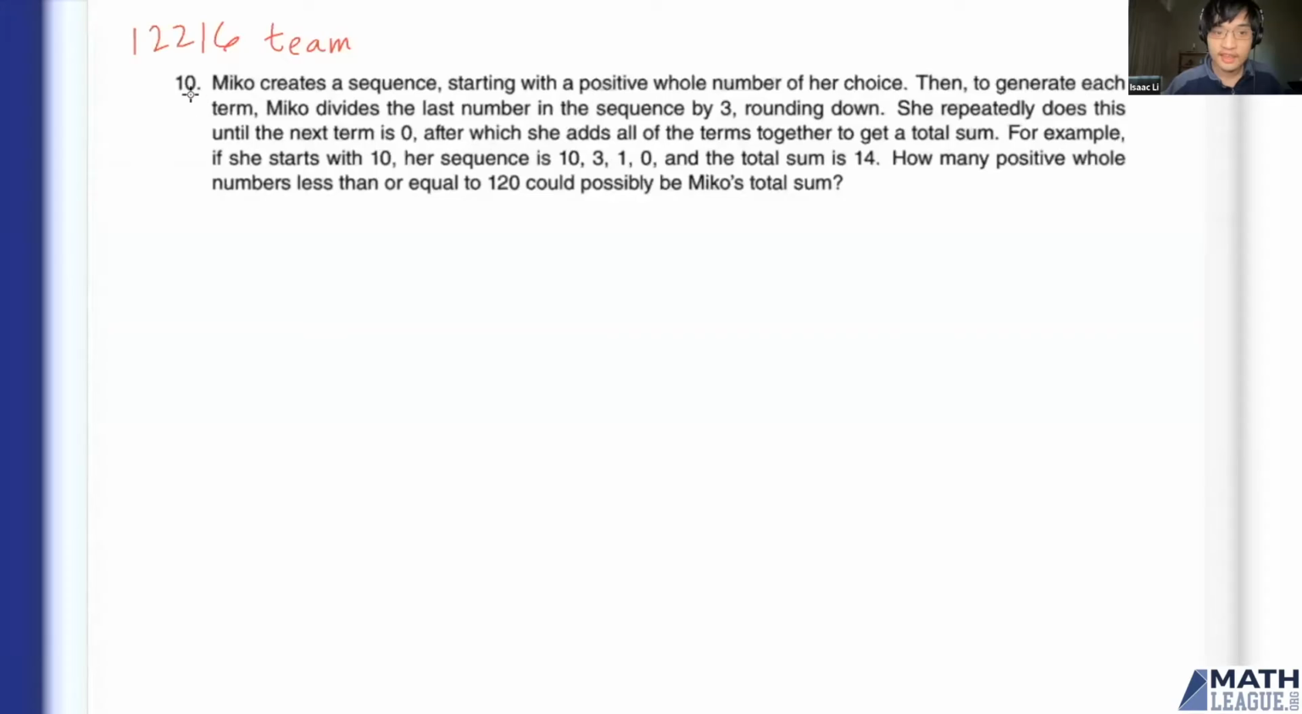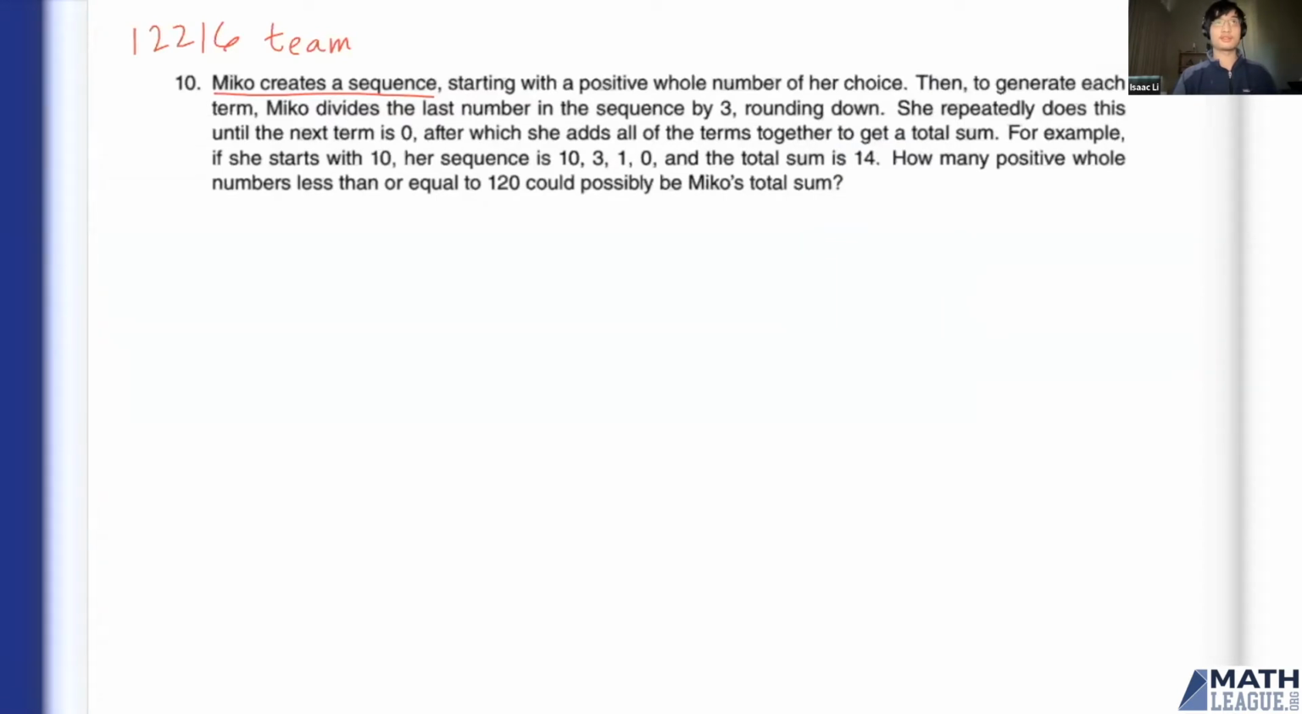Hello everyone, Isaac again, and let us go to this team problem here. So let's read it out. Miko creates a sequence starting with a positive whole number of her choice. Then to generate each term, Miko divides the last number in the sequence by 3, rounding down, and she repeatedly does this until the next term is 0, after which she adds all of the terms together to get a total sum.